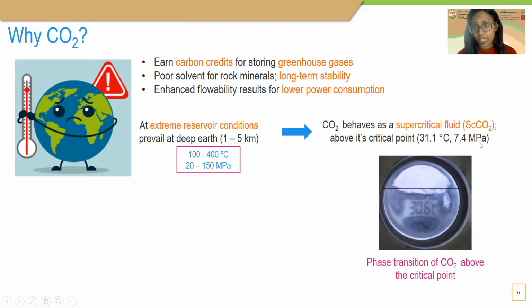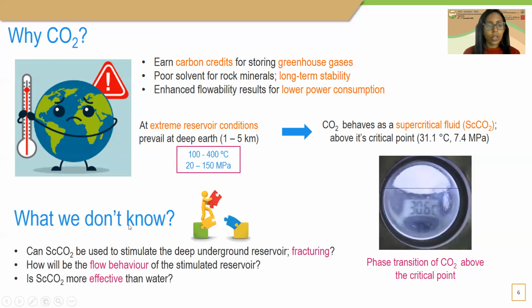What does this supercritical carbon dioxide mean? Its phase transitions happen above its critical point. That means it flows like a gas, but acts as a fluid.